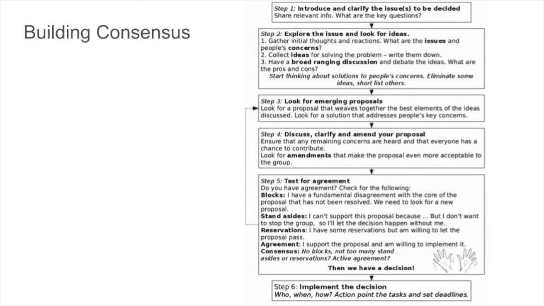Discuss, clarify, and amend proposal. And again, this is where you can kind of chisel it out, make it a little bit better, massage it a bit, particularly taking into consideration other people's concerns, and test for an agreement. Okay, can everyone agree on this now? And then implement the decision. So that is the typical pattern that consensus building follows.